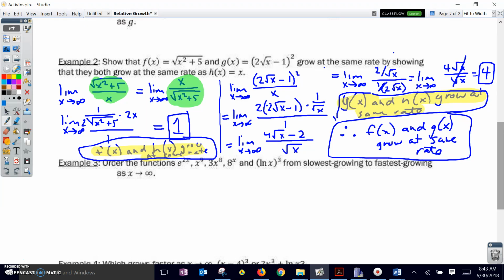So for instance, which one grows faster? e to the 2x or x to the 9th? And this is infinity over infinity, and we could apply L'Hopital's rule a ton of times here.